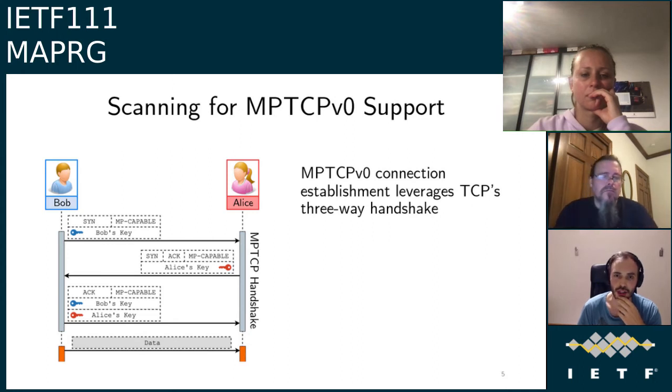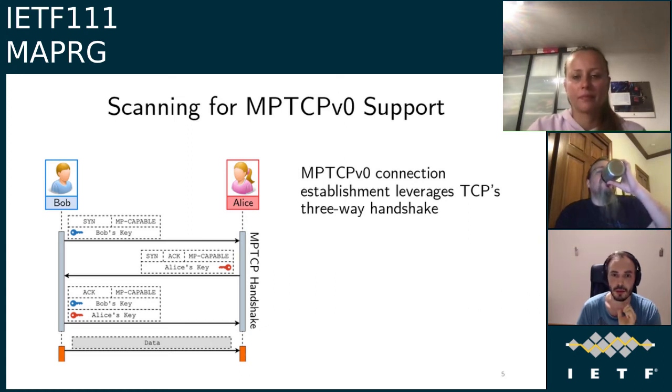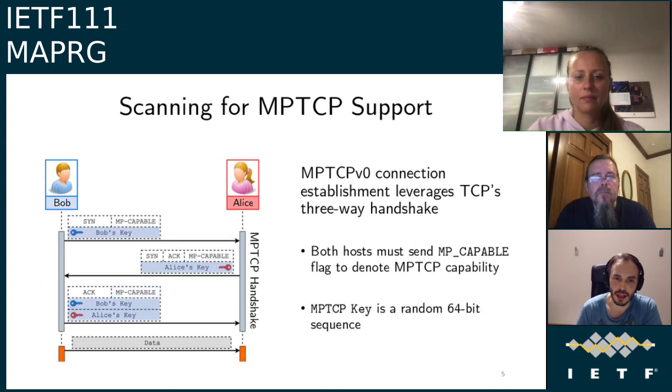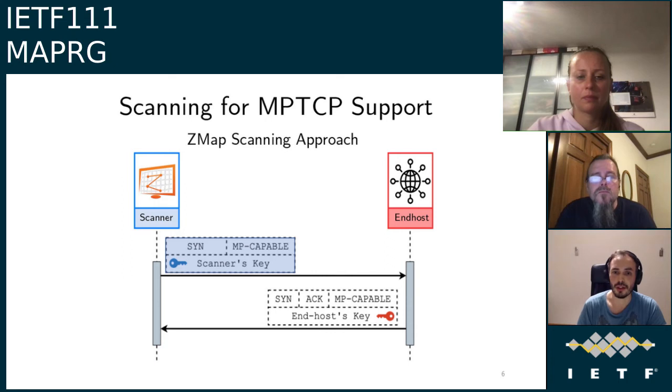So how did we check for MPTCP version 0 support? In MPTCP version 0, the support is declared in the 3-way handshake. Each of the 2 endpoints declares the support using the MP_CAPABLE TCP option, TCP extension, actually. Importantly, as part of this MP_CAPABLE option, the client as well as the server both send their own 64-bit long random key. And that's important because we check for the actual randomness of this key to identify potential middlebox interference. So we used the ZMap scanner to run an IPv4 internet-wide scan.